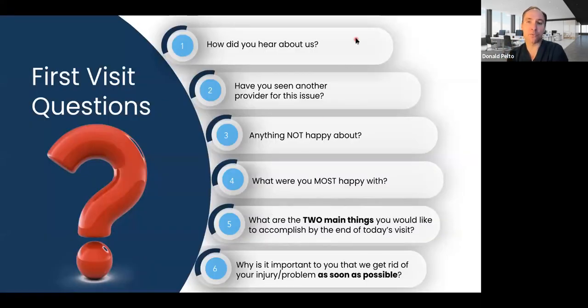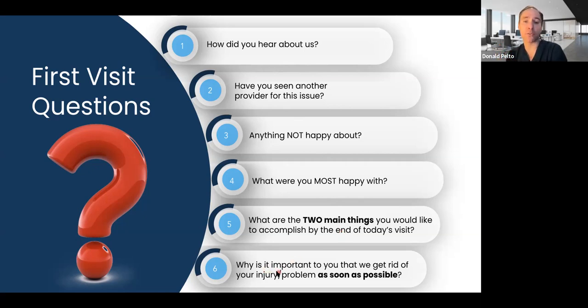This is the first visit questions that I go over. I might even be going over some of those prior to seeing them. I say, how did you hear about us? Have you seen another podiatrist for this issue or provider? Could be an orthopedist, could be primary care. Anything you're not happy about, so I can know what they don't like. Anything you're happy about. And then what are the two main things you'd like to accomplish? So I want to know what's going to make them satisfied, what's going to make them wowed with their visit.